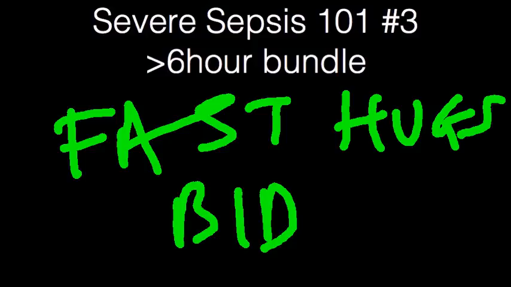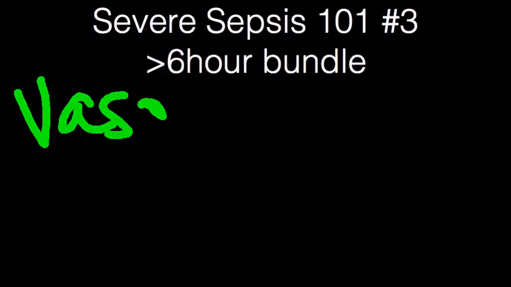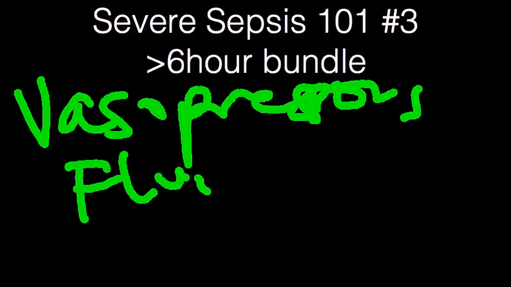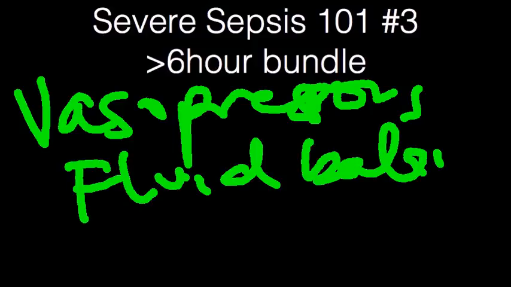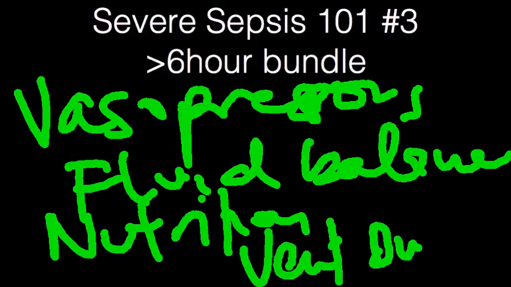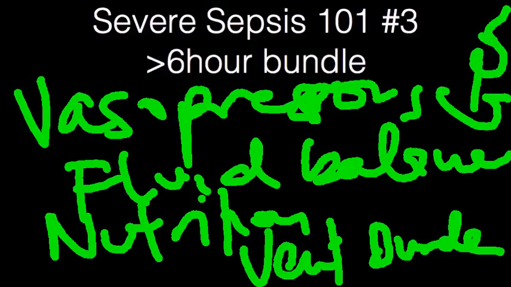So just as a recap, we spoke about vasopressors today. I hope you can understand my writing. The next thing is fluid balance or volume status, nutrition, vent bundle, and I'm going to put this right up here, general ICU care.